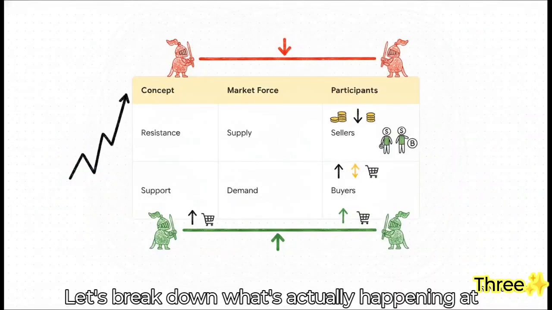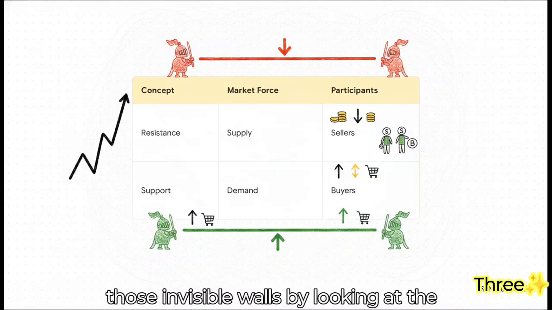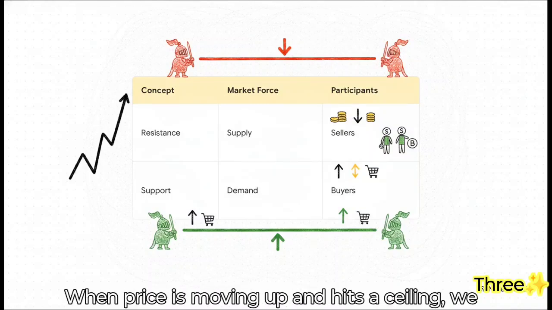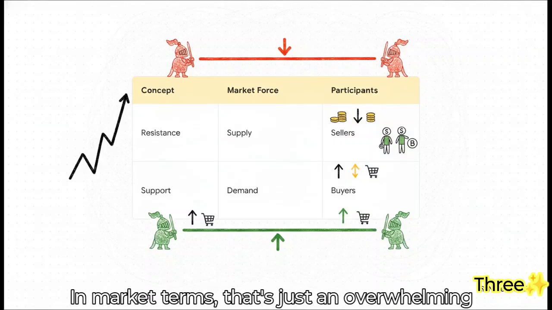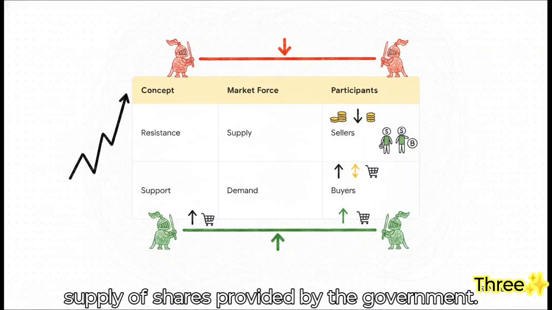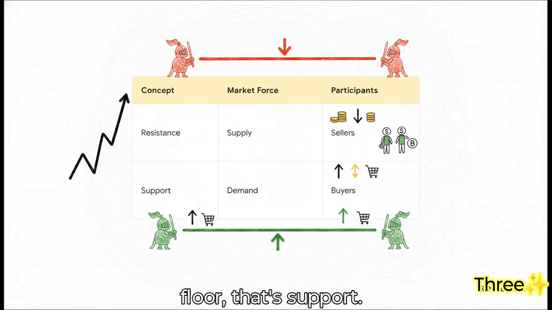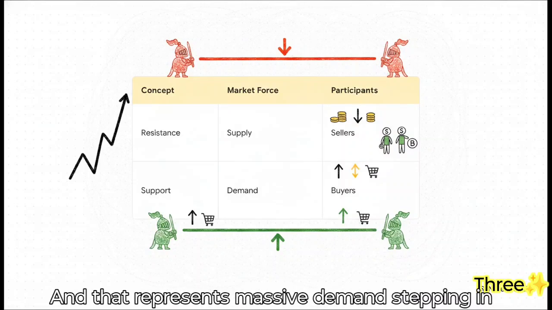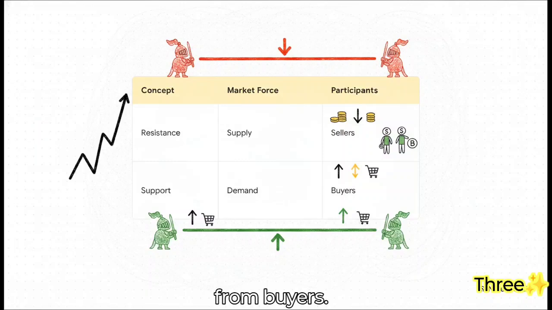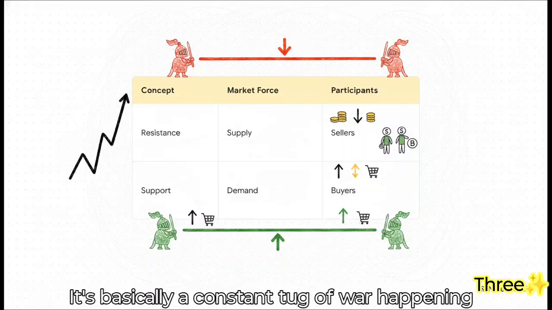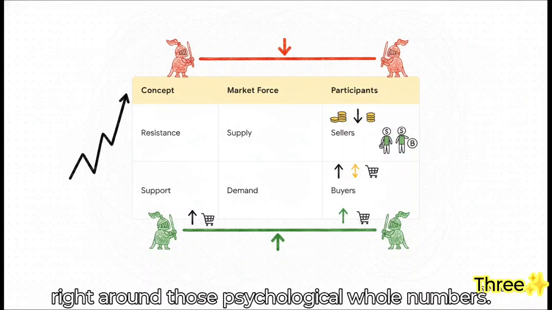Let's break down what's actually happening at those invisible walls by looking at the order book. When price is moving up and hits a ceiling, we call that resistance. In market terms, that's just an overwhelming supply of shares provided by sellers. Conversely, when the price drops and hits a floor, that's support, and that represents massive demand stepping in from buyers. It's basically a constant tug-of-war happening right around those psychological whole numbers.